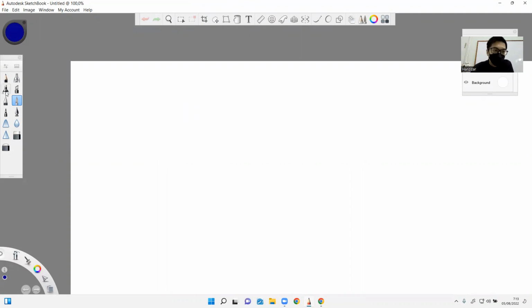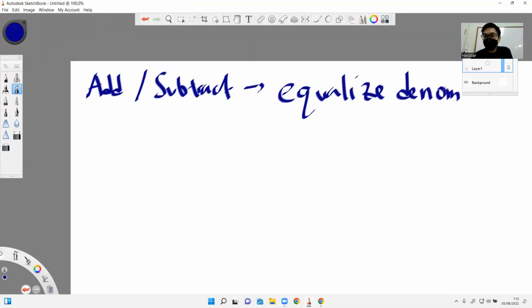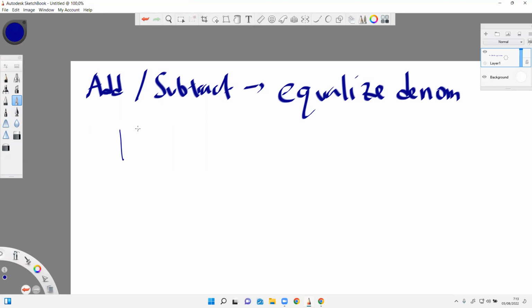So when you add or subtract fractions, you need to equalize the denominator. That's the harder part. Okay, equalize the denominator. Then what to do? If you want to add or subtract, let's say 1 3/4 subtract 4 3/4 subtract 2 6/11, let's say. Okay, you can do add or subtract.